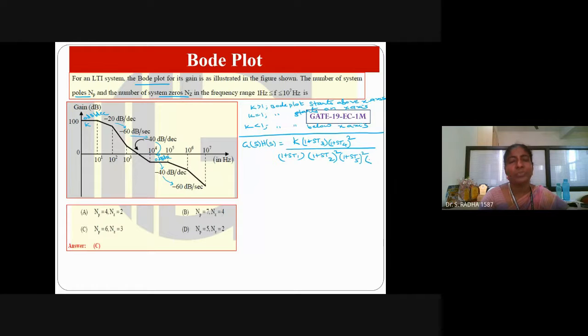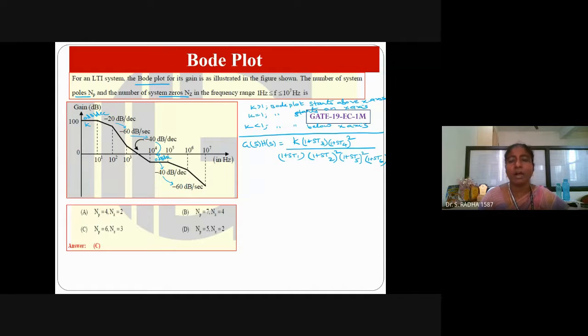So minus 20 will come from a denominator factor. What I have done: whenever minus 20 is there, I add it in the denominator. Whenever plus 20 is there, I add it in the numerator. So minus 40 means a second order factor in the denominator, plus 40 means a second order factor in the numerator. Now only minus 20 is required, 1 plus st6. To find the t1, t2, t3, t4 values, you have to consider the x-axis. Omega c is available; 1 by omega c is nothing but t. So slowly, if you want, you can calculate.